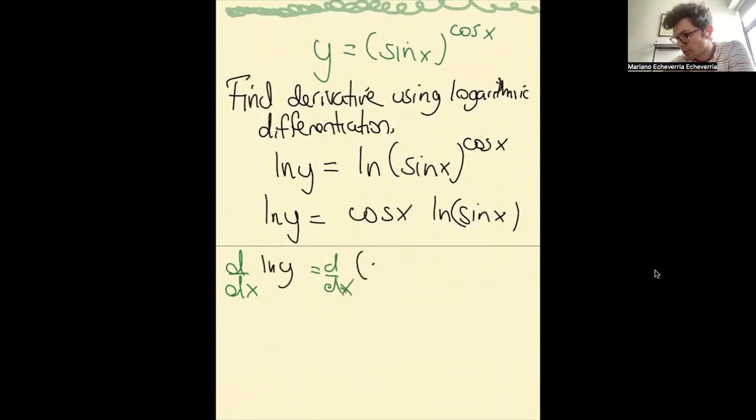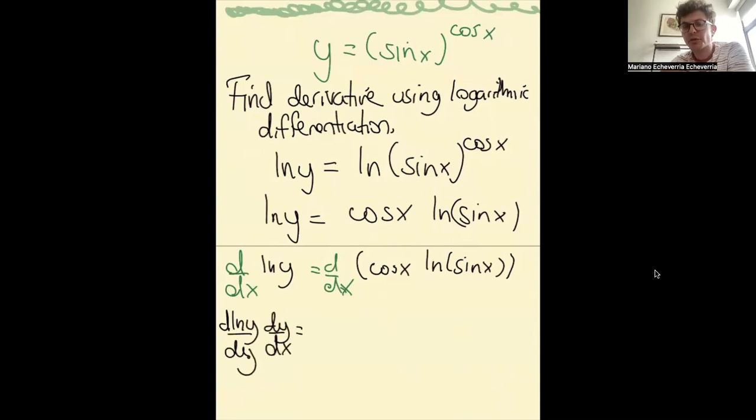And now you have to differentiate both sides with respect to x. And what's going to happen here, on the left-hand side, we're going to do the same thing, which is the chain rule, right? And what are we going to do to the right-hand side? We're going to do the product rule again.